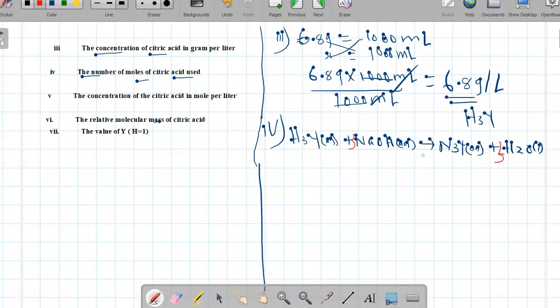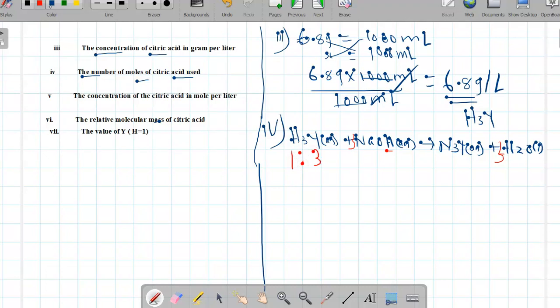Sorry, I have not balanced hydrogen. Hydrogen 3 here, which is this 3 plus this 3, 6. So 3 times 2, 6 hydrogen. Oxygen now 3. Balanced now. So the mole ratio is 1 to 3.